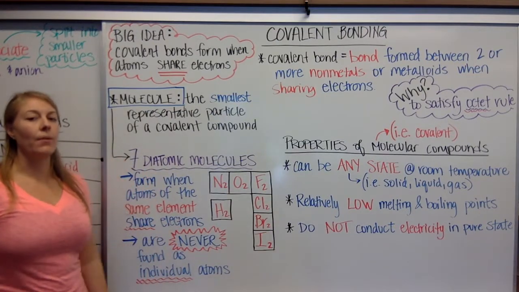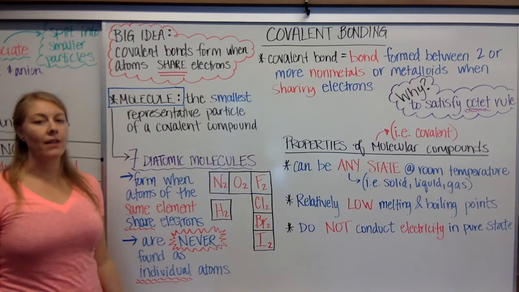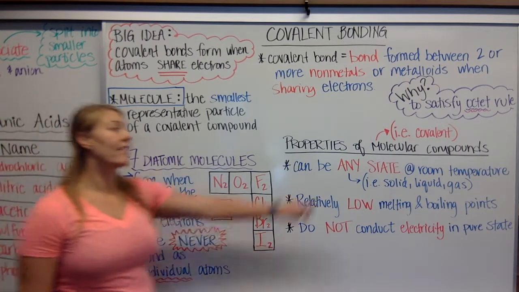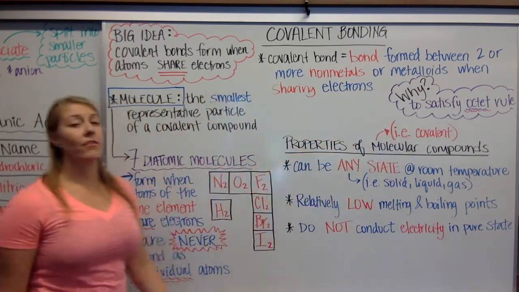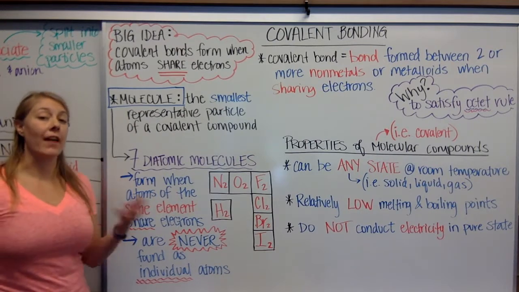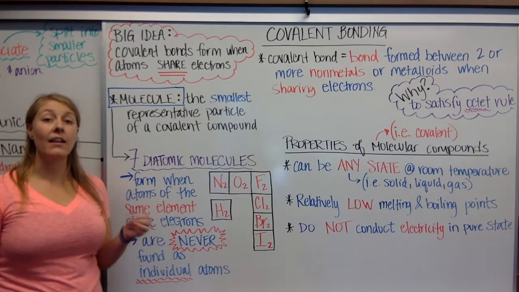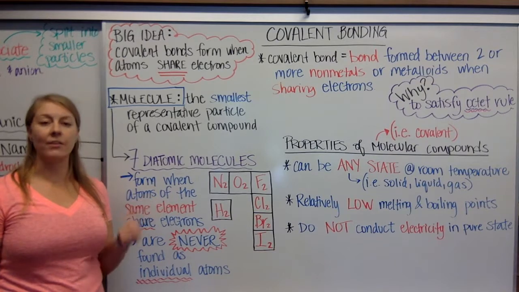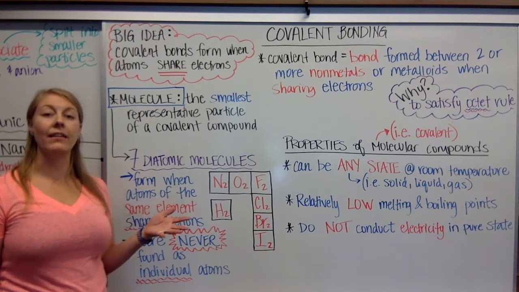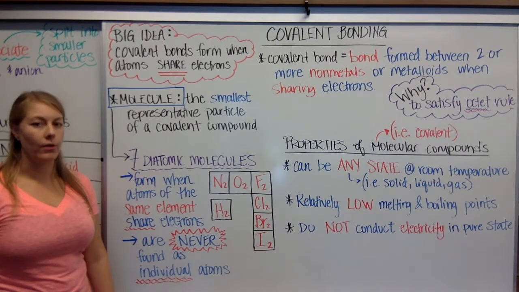Now, why are covalent bonds forming? The same reason that ionic bonding happens, and that's to satisfy the octet rule, right? So the sharing of electrons is going to happen so that atoms feel like they have a noble gas configuration. So they feel like a noble gas, or they have that electron configuration of a noble gas.